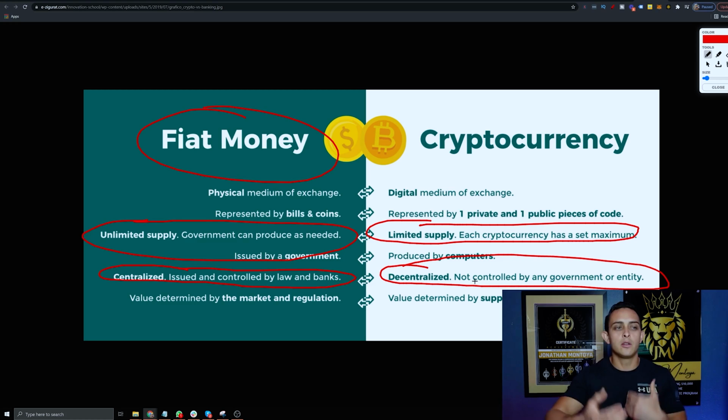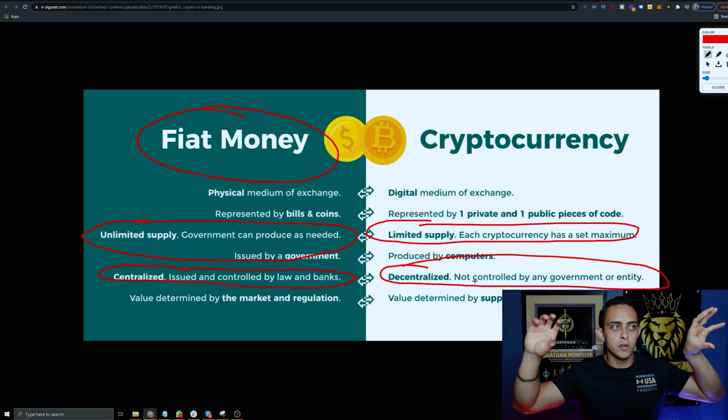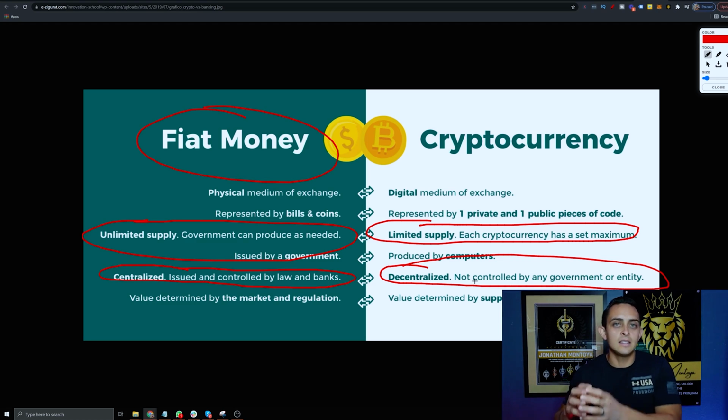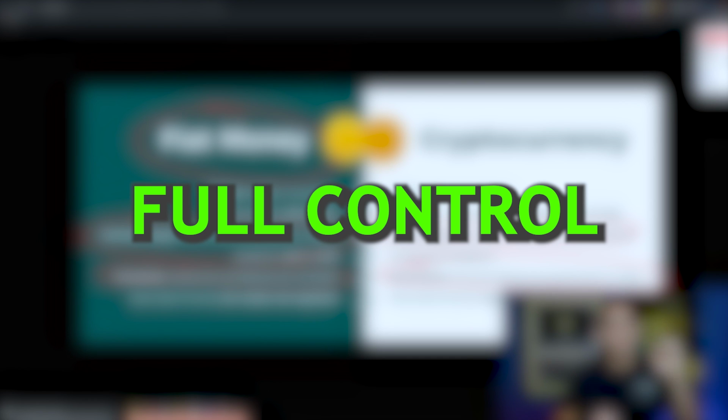Now, there's a lot that goes into it, like how does that work? But that's basically the 10,000 foot overview of cryptocurrencies. It's decentralized from banks, from governments. They cannot regulate it because of the way blockchain works, okay? So we're gonna go more into that in just a bit, but that's why I believe crypto's the future, because now we don't have to rely on a government or a bank to control our money, right? We have full control of everything.